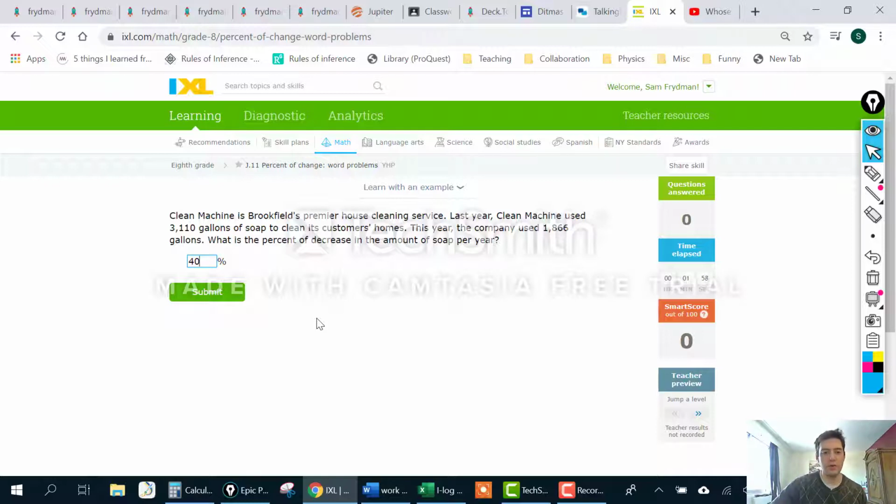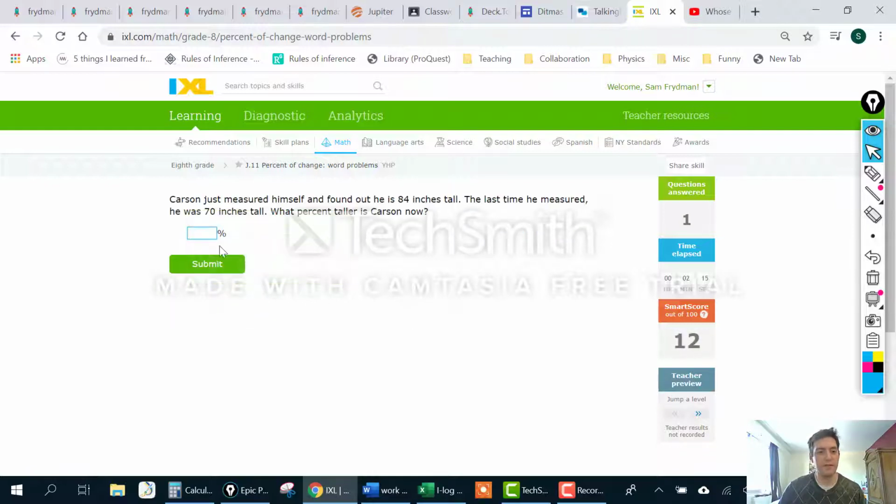Okay, even though it did go down, you don't have to write negative 40% because it already said what is the percent of decrease. So since you already have that word decrease there, it is implied that when you put 40% in here, it means negative 40%, but you don't have to actually write the negative.